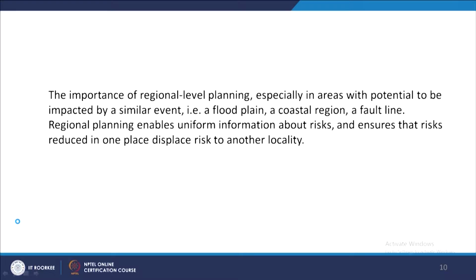Similarly, in Uttarkashi to Gangotri, where the eco-sensitive zone has been declared, all the planning has to address that aspect. So where you are planning, where the regional fault line is going, and how to plan those areas. That is where regional planning will enable you to have uniform information about risks and ensure that risk reduced in one place does not displace risk to another locality. The moment you construct something here, it may affect something else in the following region. So that is where a regional planning approach should be implemented.